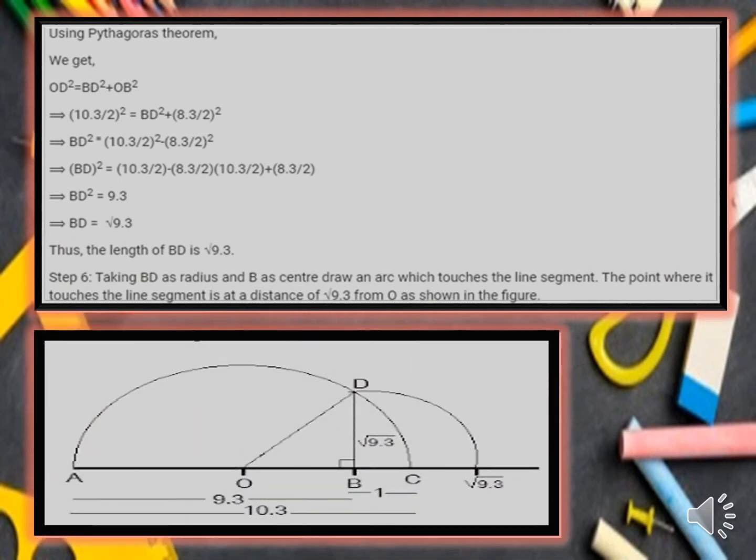So we have found out the value of OB. So let's go to BD. This is a right angled triangle. You know ODB is a right angled triangle. So using Pythagoras theorem we can find BD. So what is Pythagoras theorem?